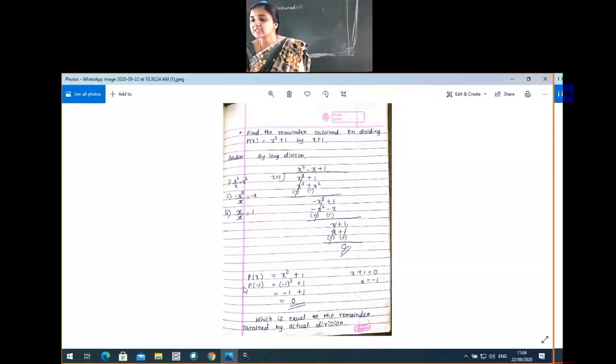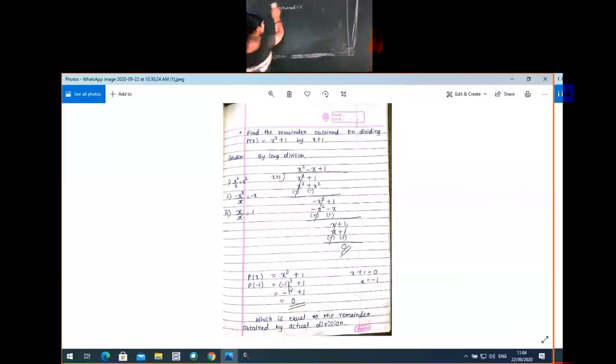But in this remainder theorem method, only the remainder you can find out. But both the remainders are same. So in long division and in using the remainder theorem method, both the remainders are same. So I want to explain this problem on the blackboard because many students are new to this topic.